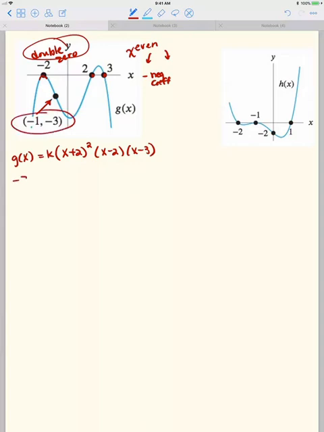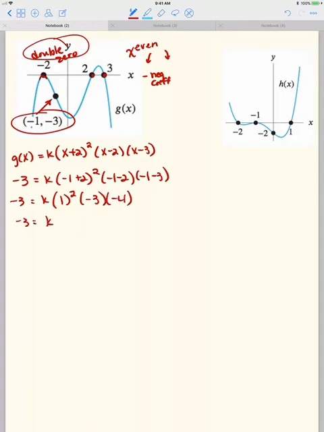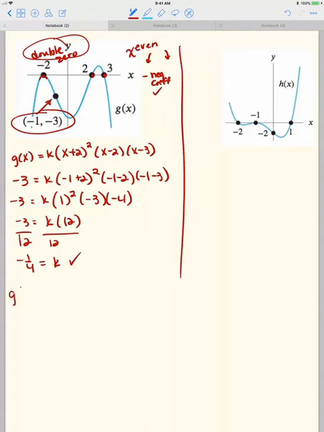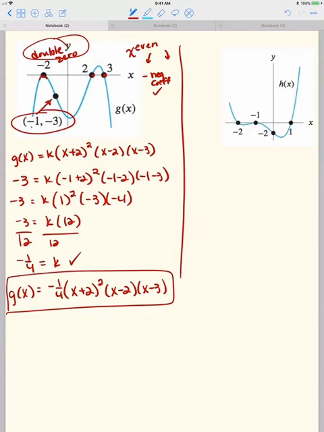I'll use my point, plug in a -3 for the function, -1 for the x. Clean that up, you get 1 squared times -3 times -4. So that becomes 12. And you get that the constant is -1/4, which is what we needed it to be, negative. So our function is -1/4 times x plus 2 squared times x minus 2 times x minus 3. Possible function here.